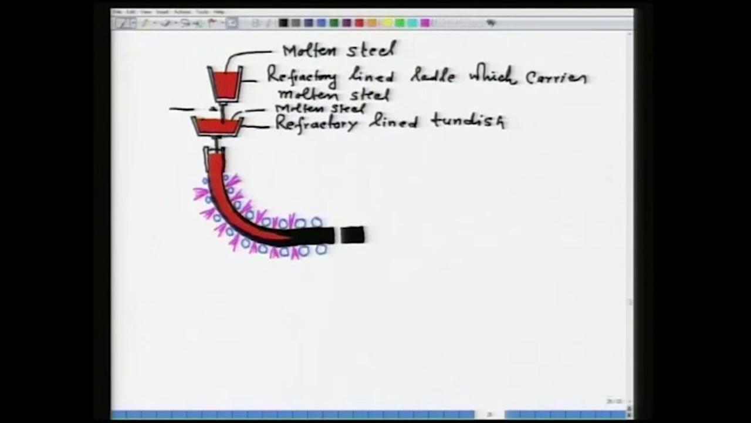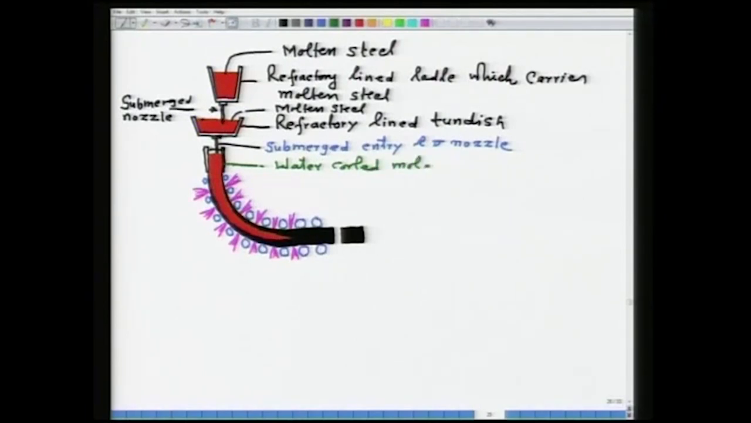This particular is a sort of a submerged nozzle for entry of liquid steel from ladle to tun dish. So, this one is the submerged entry nozzle. This one is in fact water cooled mold, and these are the supporting rolls. They are the supporting rolls.